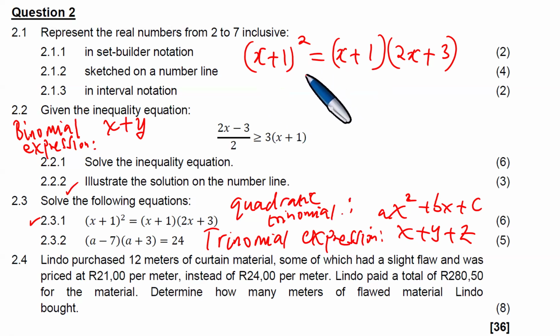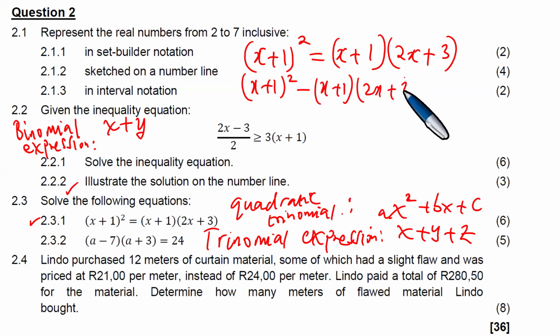Tons of ways. For me, I can just ask, is there a common factor here? Yes. Then factorize, take out the common factor. So you have x plus 1 squared. You bring this one across. You have x plus 1, 2x plus 3 equals 0. You pull out the x plus 1, right, because there's x plus 1 here and x plus 1 there.